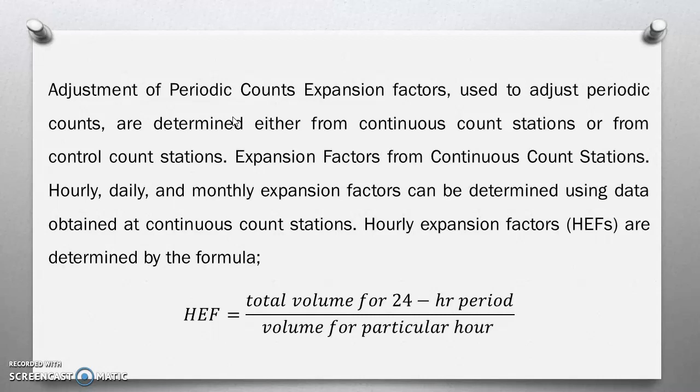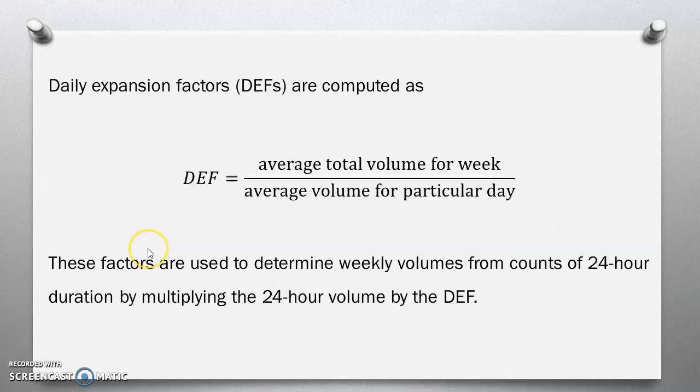Hourly expansion factors are determined by the formula HEF is equal to the total volume for the 24-hour period over the volume for a particular hour. These factors are used to expand counts of duration shorter than 24 hours to 24-hour volumes by multiplying the hourly volume for each hour during the count period by the HEF for that hour and finding the mean of this product.